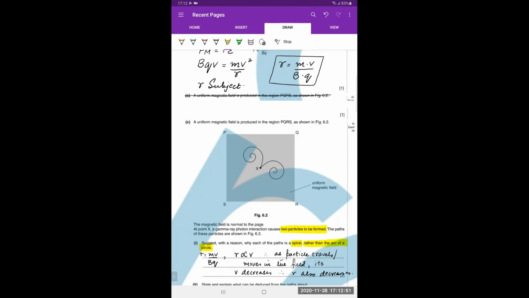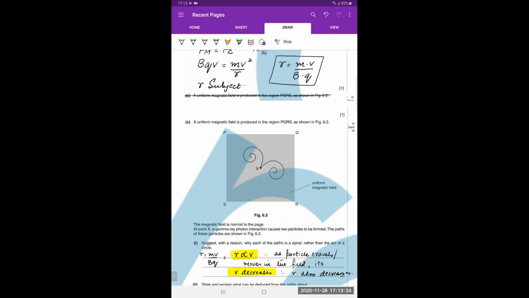Now, if you look at the formula, this is the same formula that was proved above. From the formula, you would establish that radius and velocity are both directly proportional to each other. So what that implies is, therefore, as the particle travels or moves in the field, its velocity decreases. So basically, as the particle travels in the magnetic field, you can expect the velocity of the particle decreases.